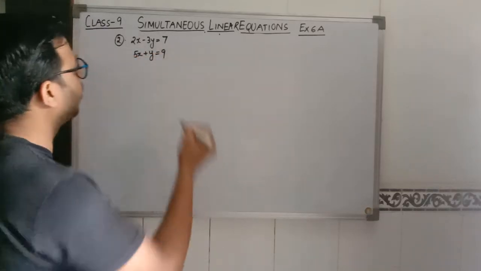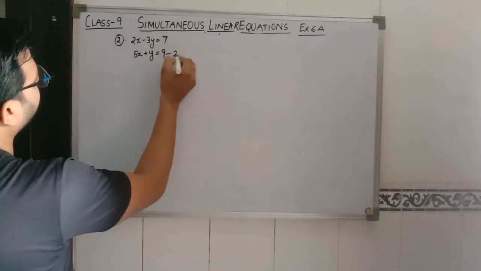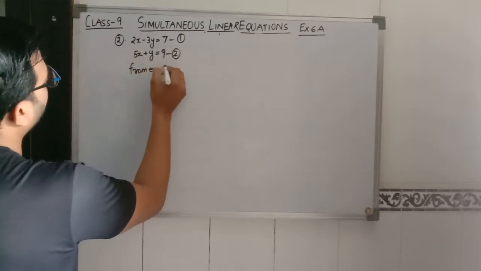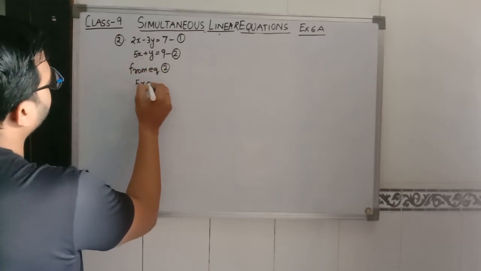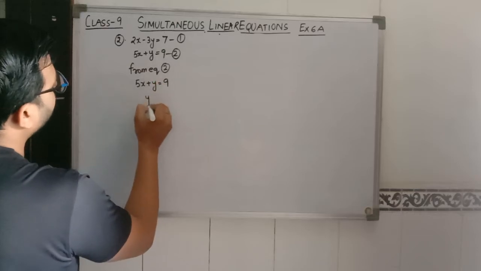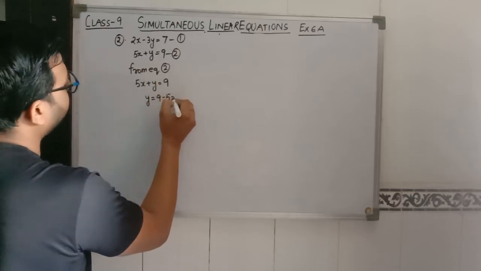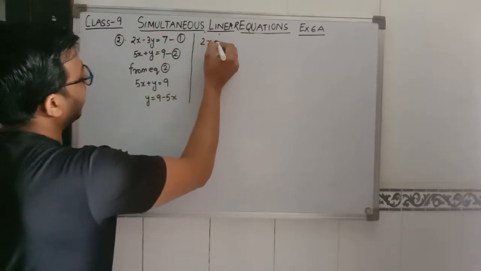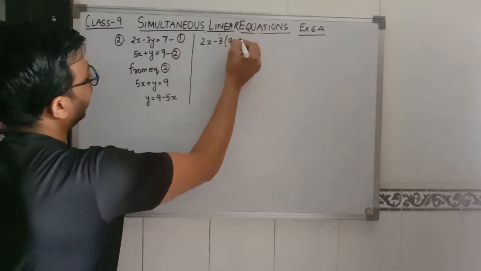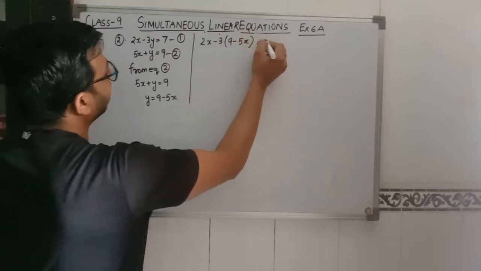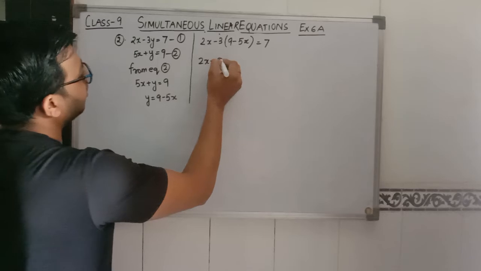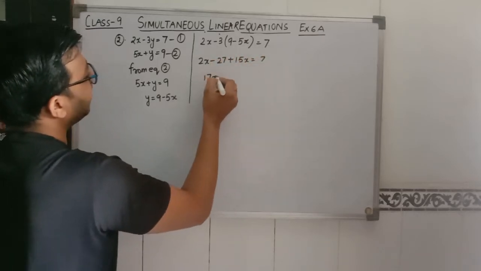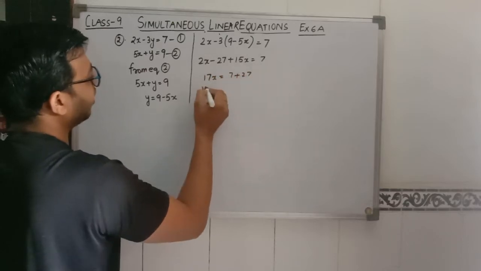Now again we have two equations. This is equation 1, this is equation 2. From equation 2 we can write 5x plus y is equal to 9, so the value of y will come 9 minus 5x. Now in equation number 1, 2x minus 3y, in the place of y we have to replace 9 minus 5x, is equal to 7. So 2x minus 27 plus 15x is equal to 7. 17x is equal to 7 plus 27.